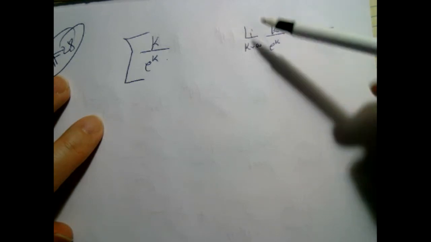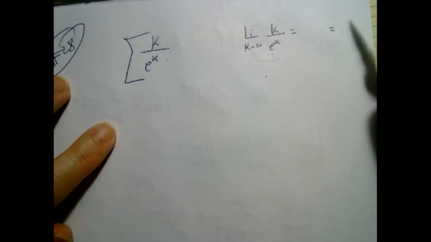Which one goes to infinity faster? e to the k. So what's going to be the limit? 0. Yeah. This limit here is 0. Or you can apply L'Hopital's rule. You get 1 over e to the k, which is equal to 0.